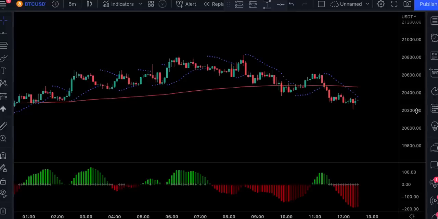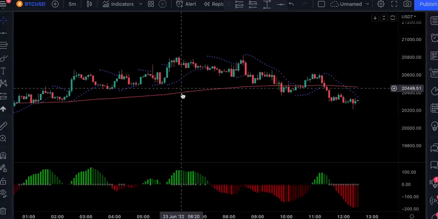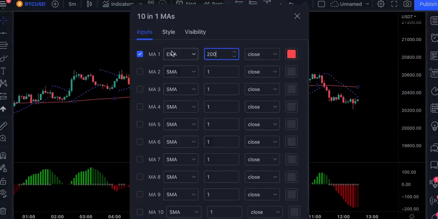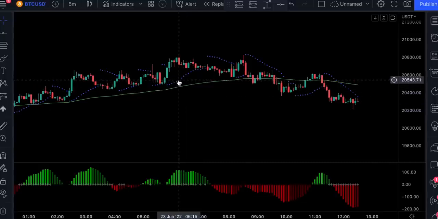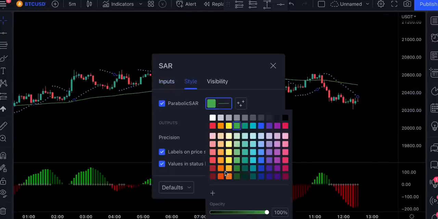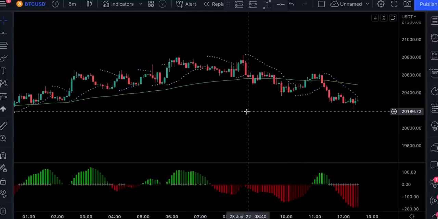Okay, now we need to make some slight adjustments to these indicators. So first of all, let's change this EMA length from 200 to 100. And let's change its color to green. Let's make the parabolic SAR colored in green too. Okay, the strategy is complete. Now let me briefly explain how these indicators work.